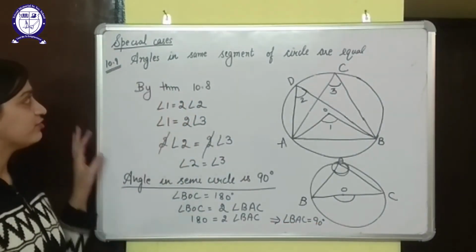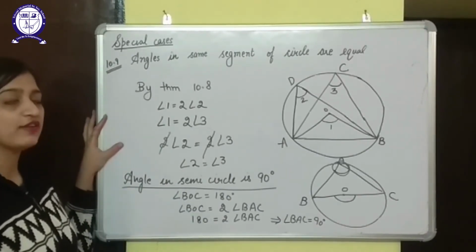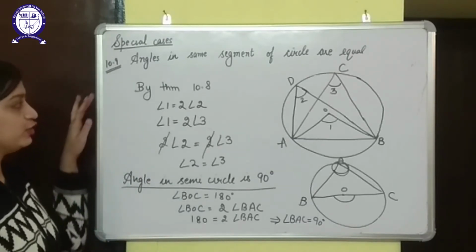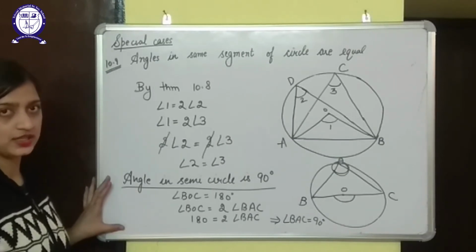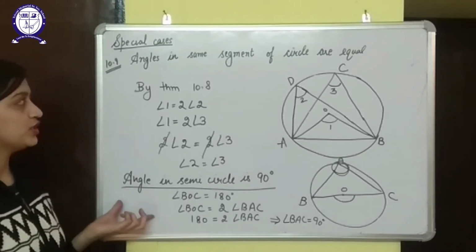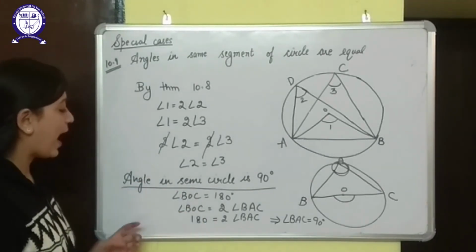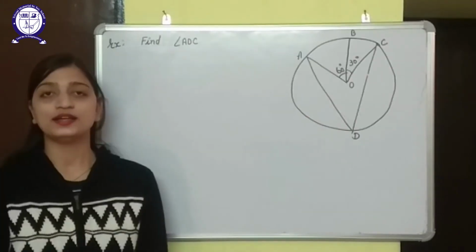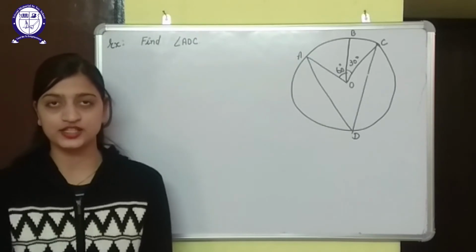Okay, and if the proof of this theorem comes as a question, you have to prove theorem 10.8 first, and then you will write these 4 lines, similar to the case of this theorem. So the two results are angles in the same segment of a circle are equal and angle in a semicircle is 90 degrees. Now let's take some examples based on the theorems which we did in this video.